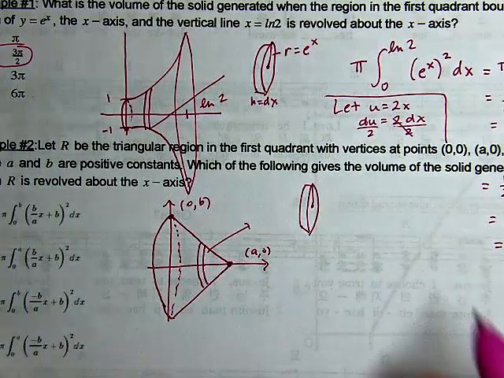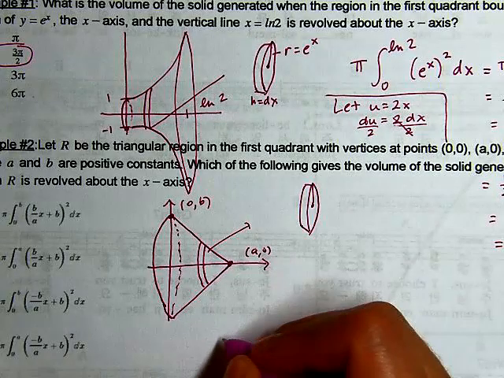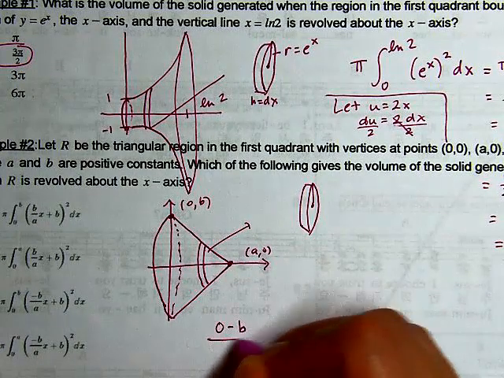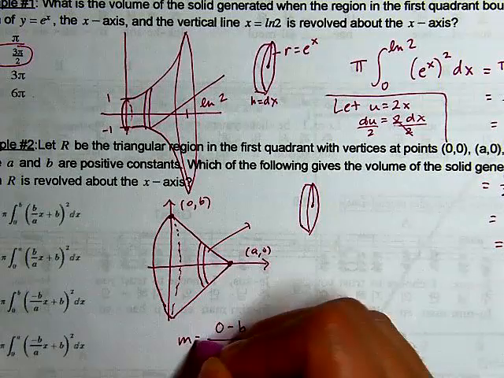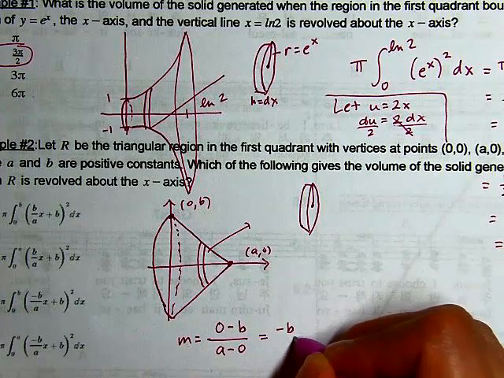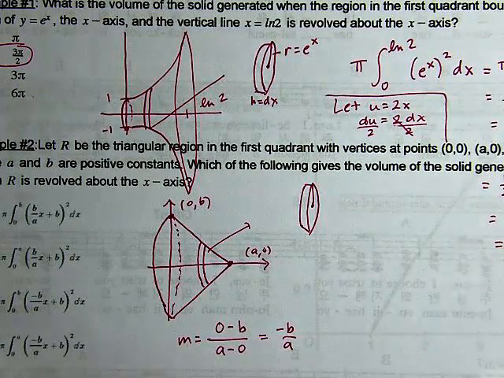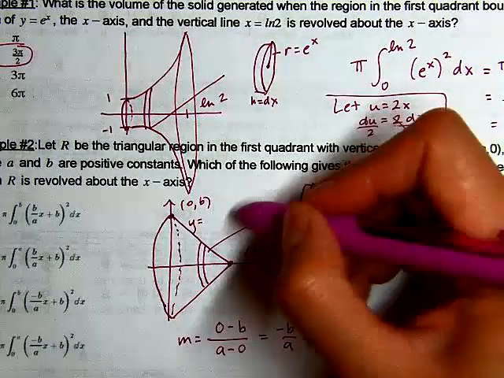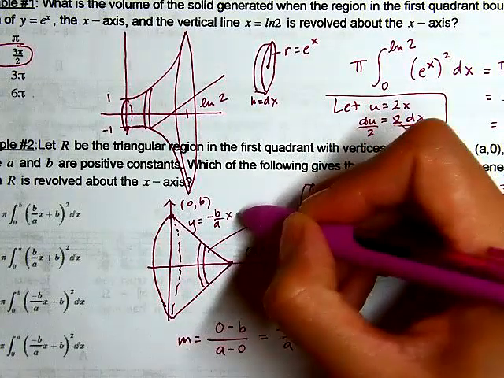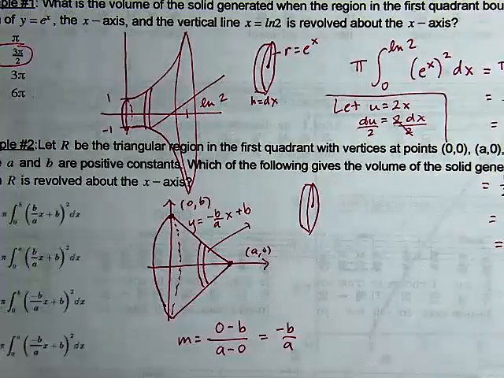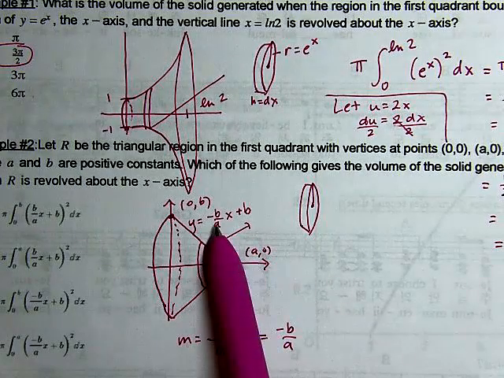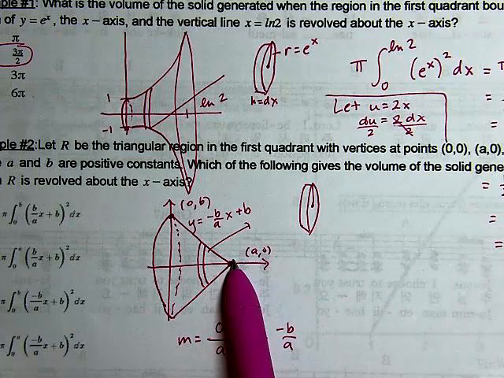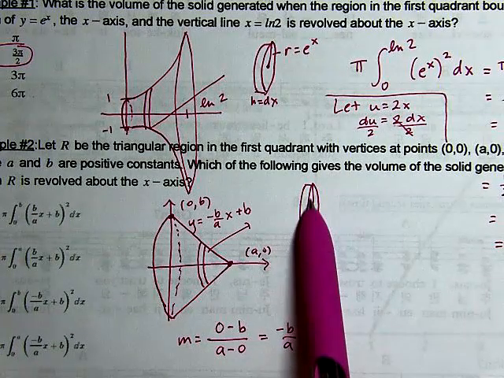And if you use slope formula, you can do 0 minus b over a minus 0. So you get negative b over a. So then this line becomes y equals negative b over a x plus b. So this is slope formula with the y-intercept to make the equation of this piece of the line. So I actually found my radius.